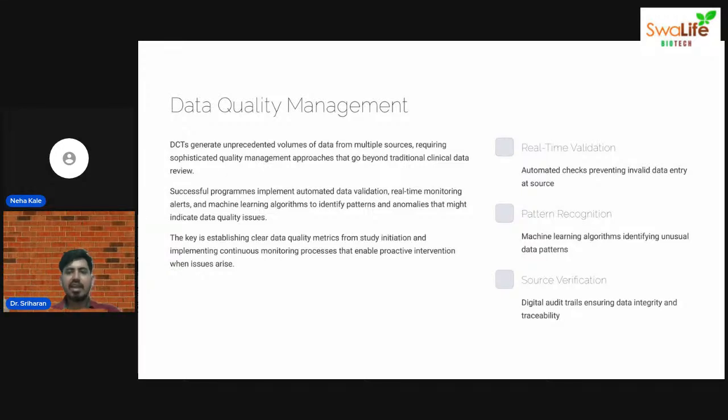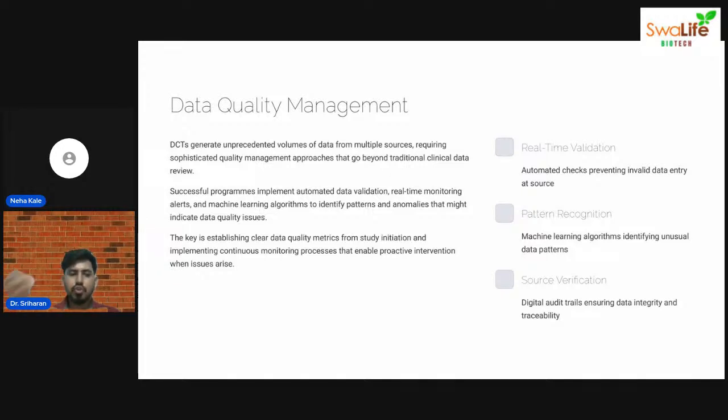We validate the data in real time. Using AI, we can auto-check the data, prevent errors and correct them. With pattern recognition using machine learning algorithms, we can identify unusual data patterns. Some patterns are different from our study, and we can eliminate them. We won't take all the data into our study; what is relevant to our study, we take. That is pattern recognition.